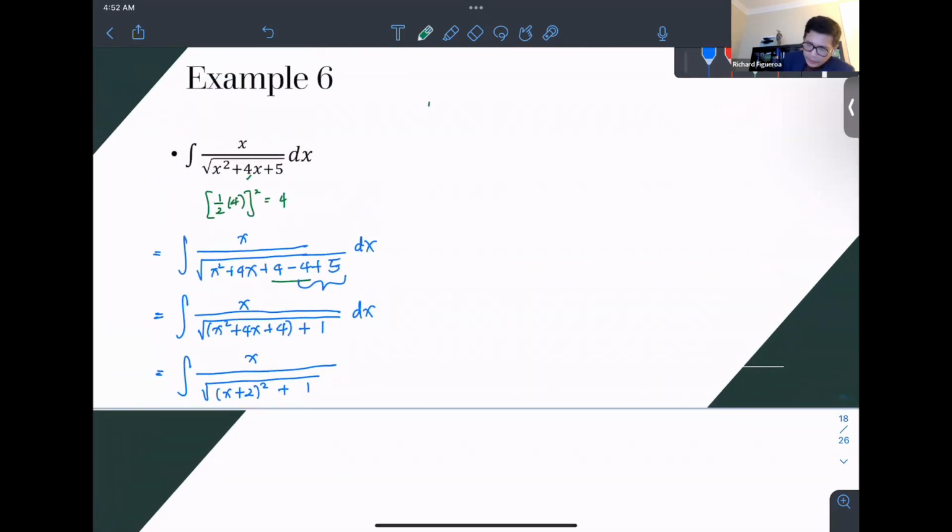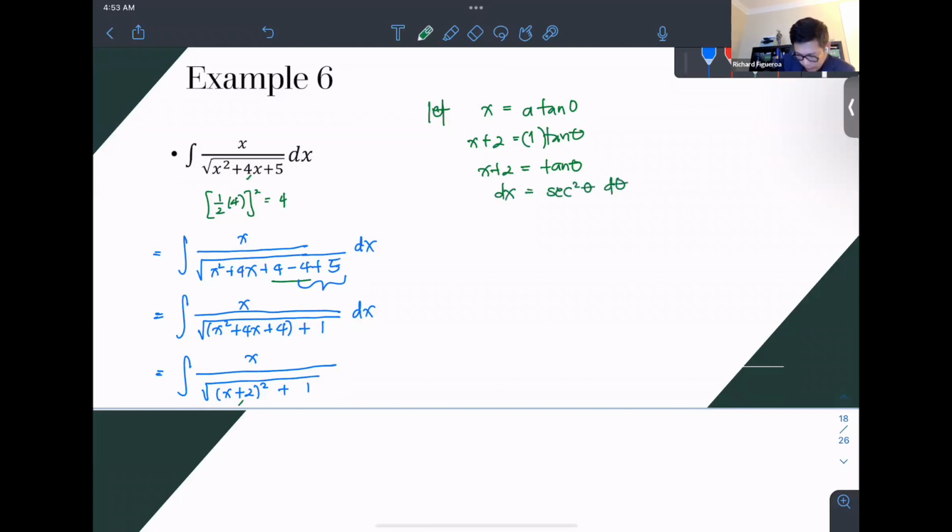Remember that since this is a sum, we let x be equivalent to a tangent theta. But our x here would be the x plus 2, and our a is 1. So just simply x plus 2 equals tangent theta. We differentiate this: the derivative of x plus 2 is dx, and of tangent is secant squared theta d theta. And afterwards, we substitute.